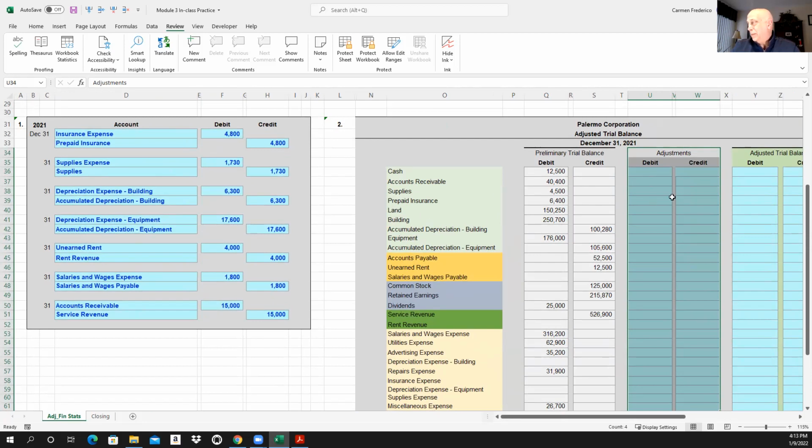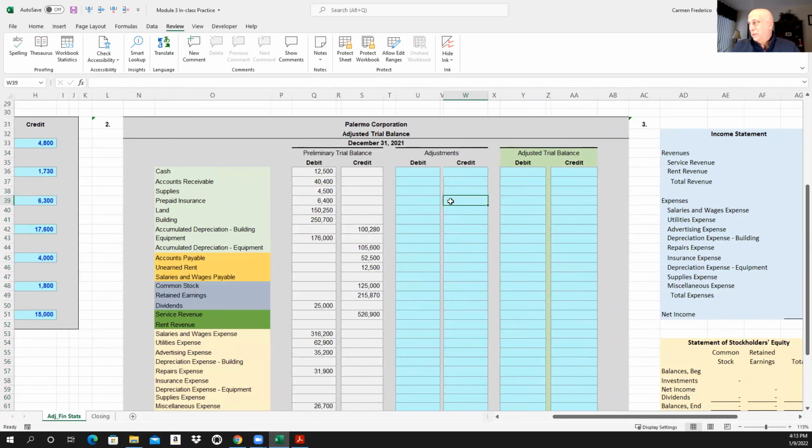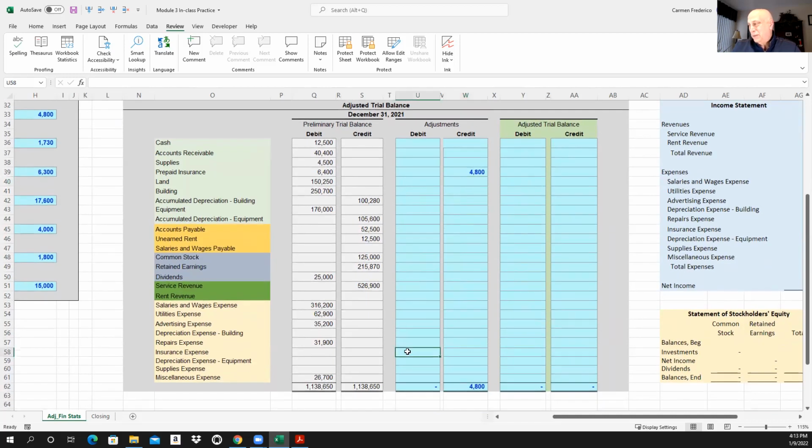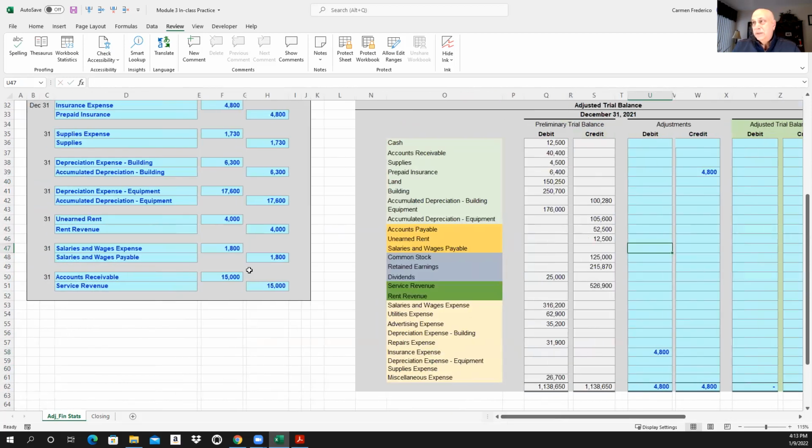So let's find out the prepaid insurance going down by $4,800. Let's post that into our ledger, if you will, using a worksheet. And find insurance expense. We're going to put that on our books. We're posting that to the insurance expense account, $4,800. Okay, just posting them up. So let's see what we have here.